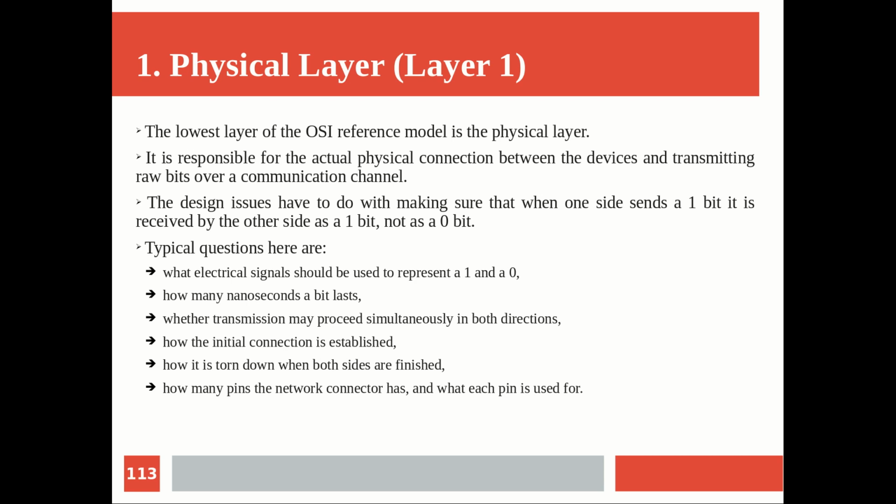And this encoding, you already know from your data communication classes. Now, how many nanoseconds does a bit last? What about the duration or the time period of a bit? That is indirectly going to decide the speed of communication or the frequency. Many things will be affected by it. Then whether the transmission may proceed simultaneously in both directions or not: half duplex and full duplex communication, and of course simplex communication. In full duplex communication, from sender to receiver and from receiver to sender, the communication is happening simultaneously, and whether you really need it or not is another question.